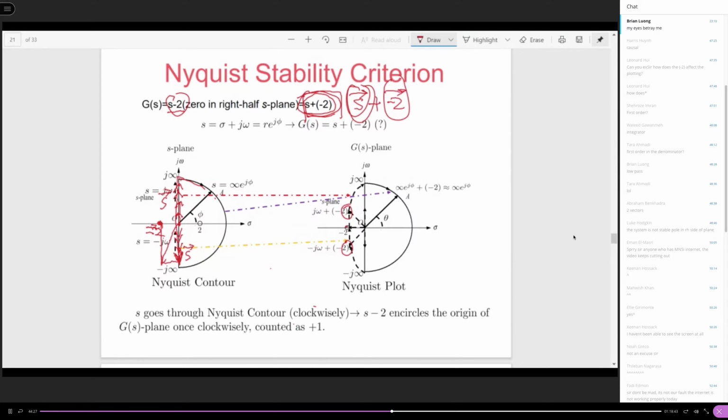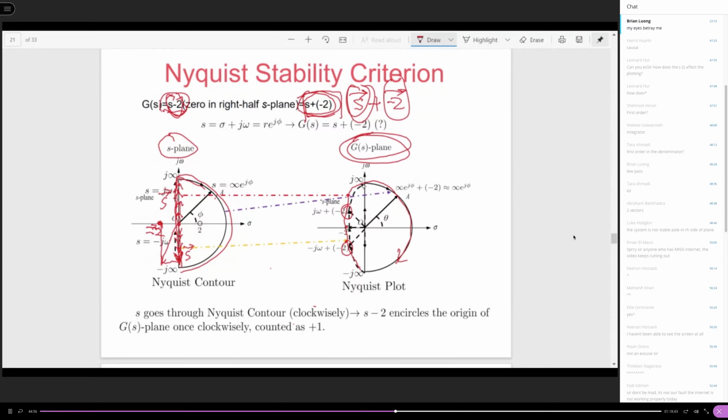You see, I'm drawing s plus minus 2 here on the G of s plane. On the s plane, s is going along the Nyquist contour. On the G of s plane, with s minus 2, your plot is going to go this way.